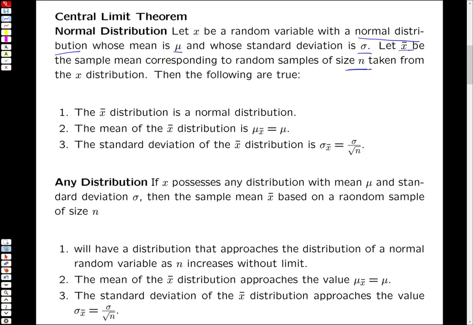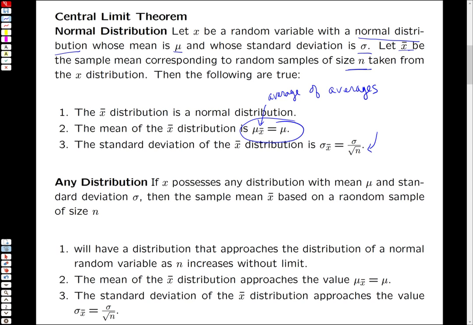The x bar distribution is a normal distribution. In other words, the distribution of all the averages, that distribution that we wrote on the board, is approximately a normal distribution. The mean of the x bar distribution is the mean of the original distribution, and this is quite amazing because this is the average of averages. The average of the averages is the original average. It stays the same. The standard deviation is proportional to the square root of your sample size: sigma over the square root of n. Now, that's for a normal distribution.